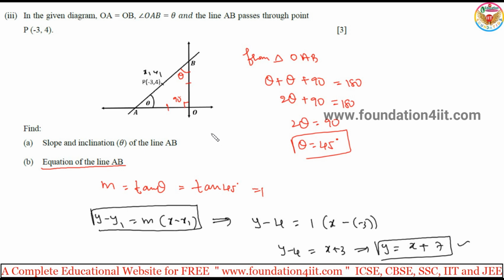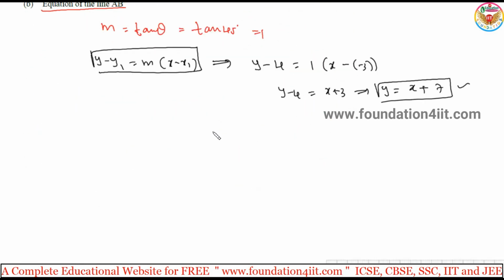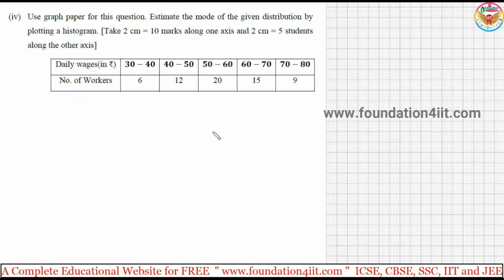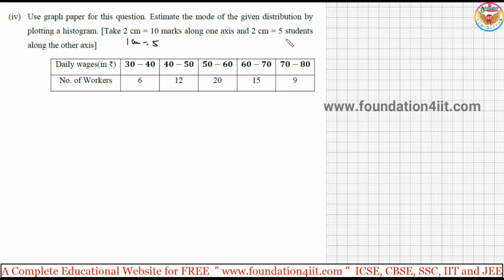Right? Next, fourth question in this one. This is the graph problem. Use the graph paper for this question. Estimate the mode of the given distribution plotting histogram. 2 centimeters 10 marks. That means 1 centimeter 5 marks. 2 centimeters 5 students along the other axis.